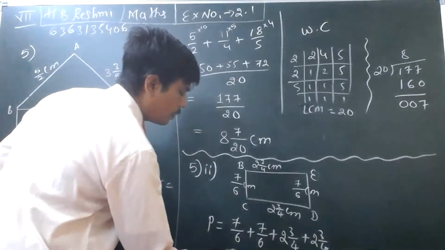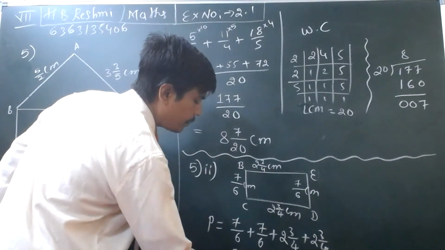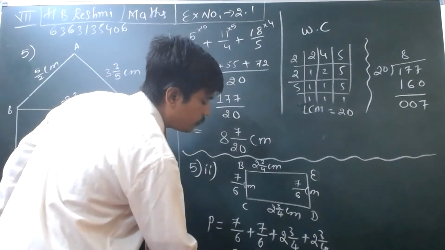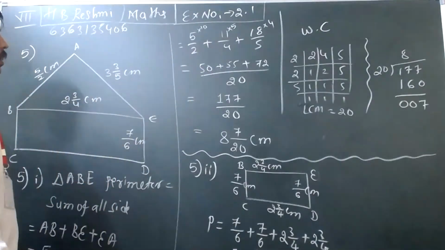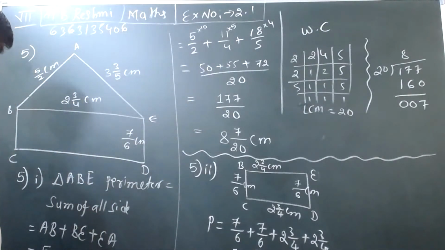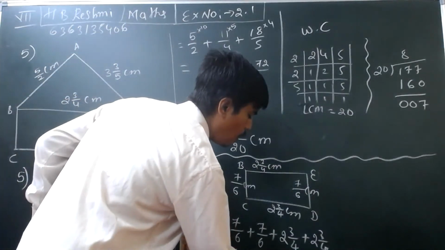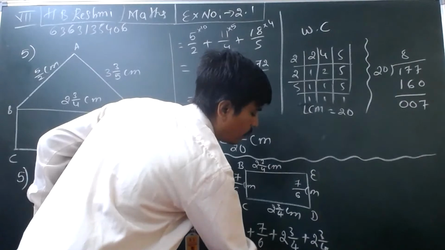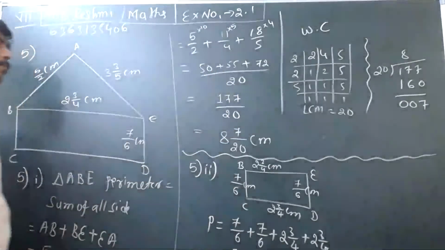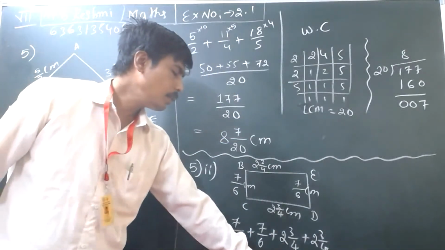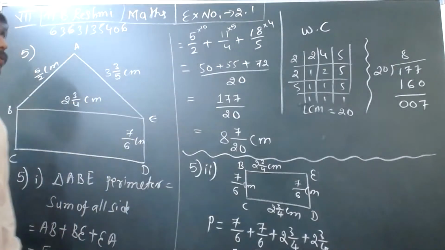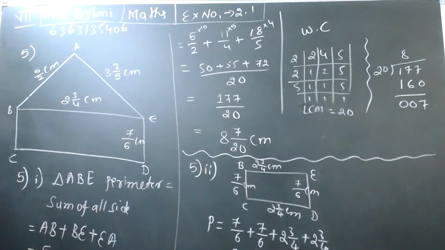Now, 7 by 6 should be kept as it is. 2 integer 3 by 4, if you convert, it will be 11 by 4. How many times? 2 times. Are the denominators same? No. Denominators are not same. What we have to do? We have to find the LCM.